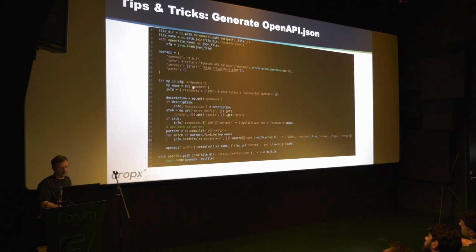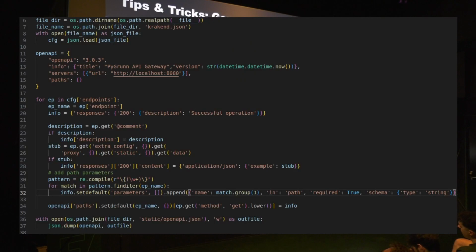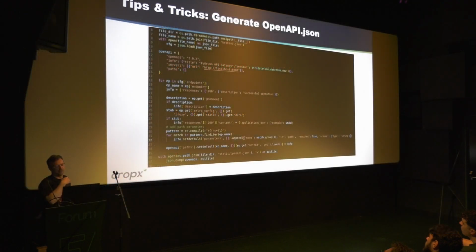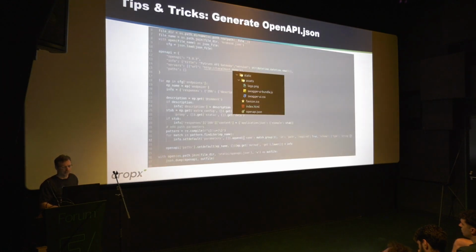You can get these endpoints. You can get the comments. If you put into configuration a field starting with an @, it will be ignored. So this is an opportunity to add some extra metadata that you want to add to the documentation. So a description. Also, the stub, you can include that as an example. And find the path parameters here. So I'm going to add that to the JSON and then write it out.